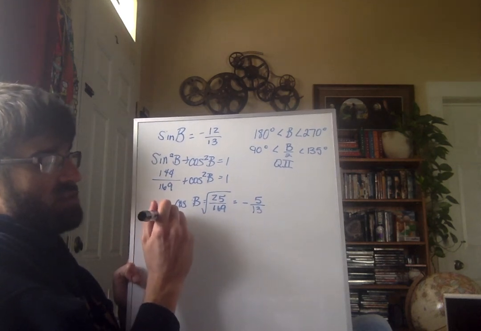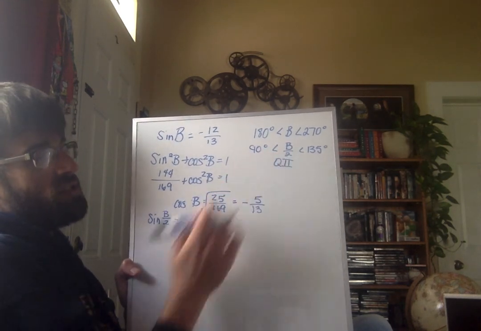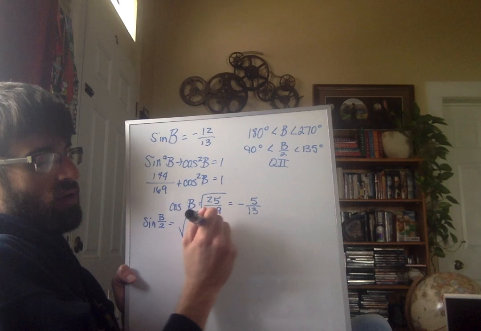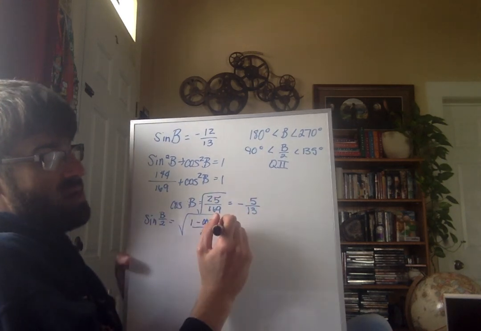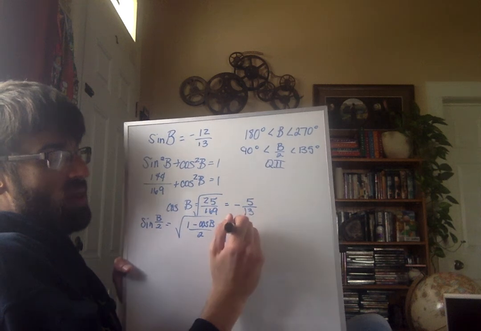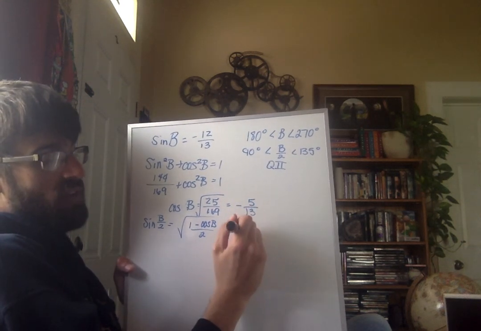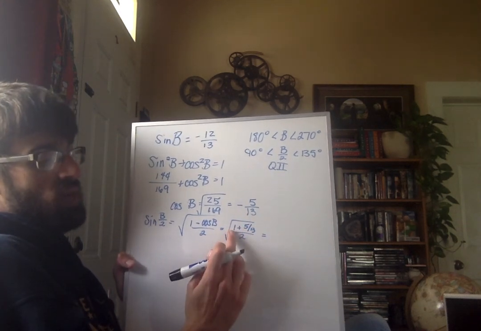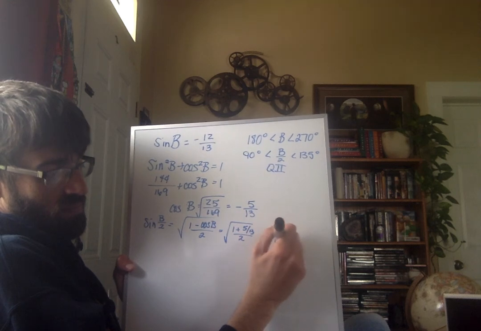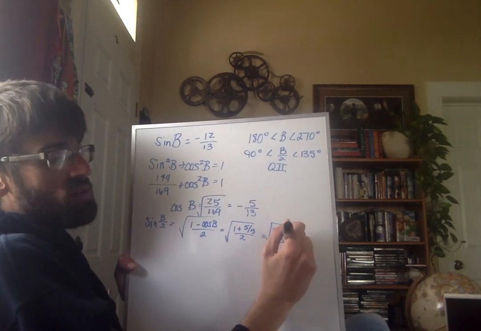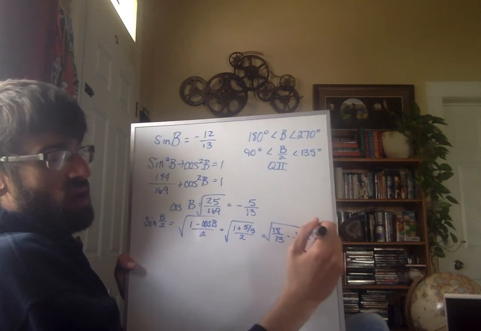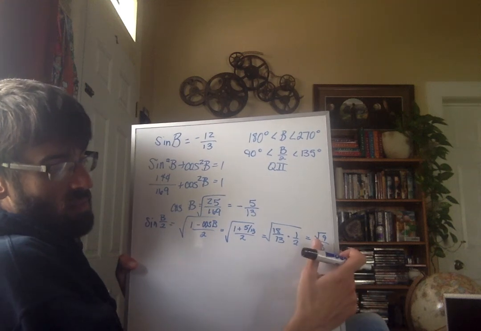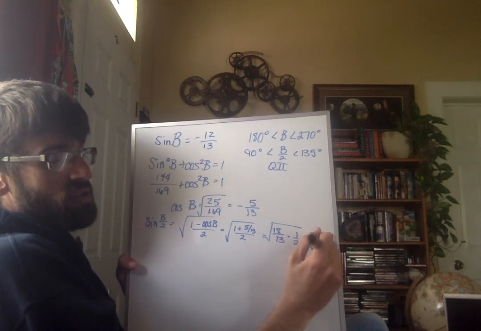So the sine of B over 2, since B over 2 is in quadrant 2, is going to be positive. I'm going to have the square root of 1 minus the cosine of B over 2. So I'm going to do this pretty quickly. I'm going to have 1 minus negative 5/13, which is plus 5/13, over 2. This is going to be 18/13, and then multiplied by a half. So that is going to be the square root of 9 over 13. Sorry, square root of 9 over the square root of 13.